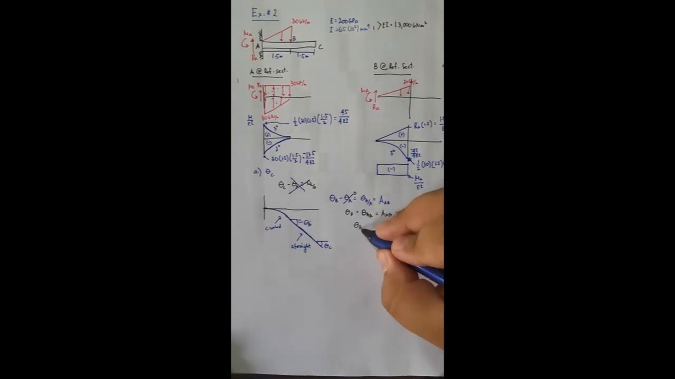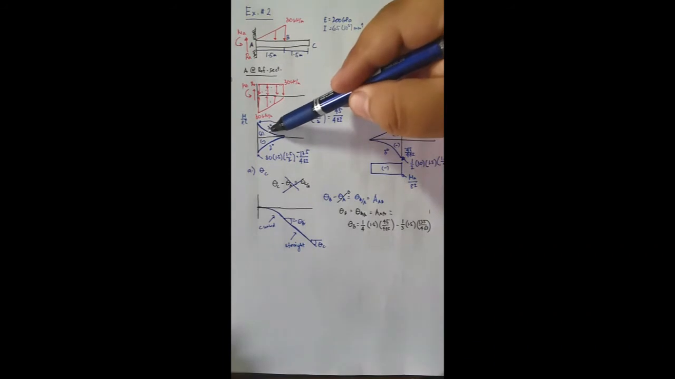So, theta B equals area. So, yung nasa taas muna. Third degree spandrel. So, 1/4 times width, which is 1.5, times height, which is 45/4 EI.